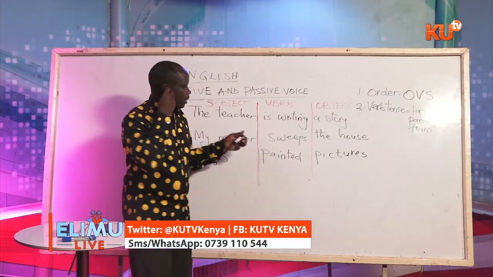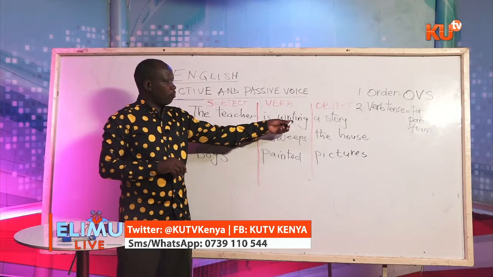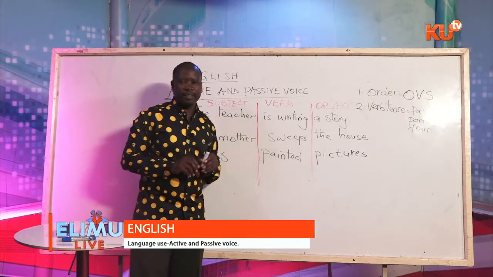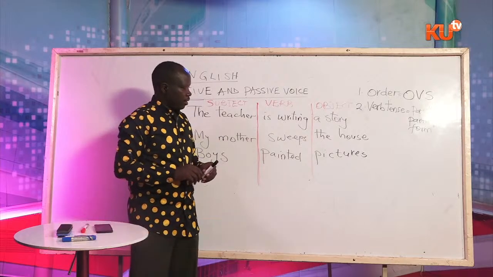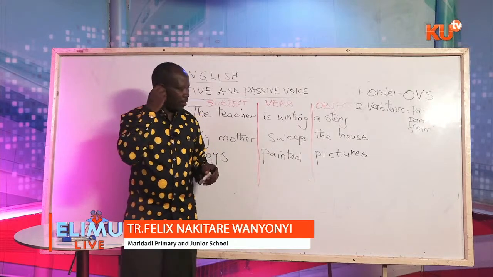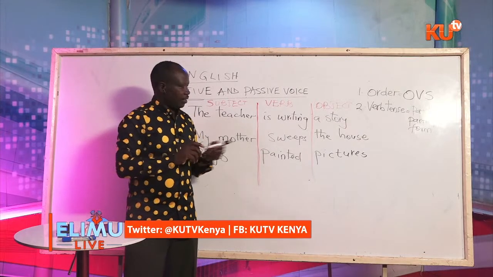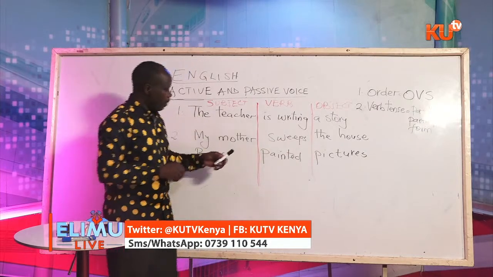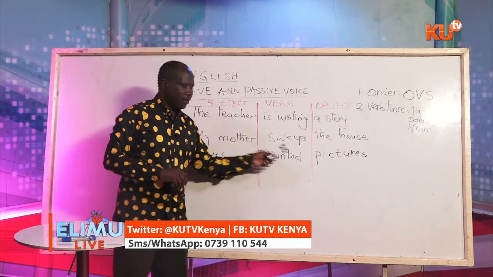The verb must be written in past participle. For example, the past participle of the verb writing is written. The past participle of sweeps: my mother sweeps the house. You can try. What's the past participle of sweep? I hope you get it right, it is swept. Then the past participle of painted is painted.